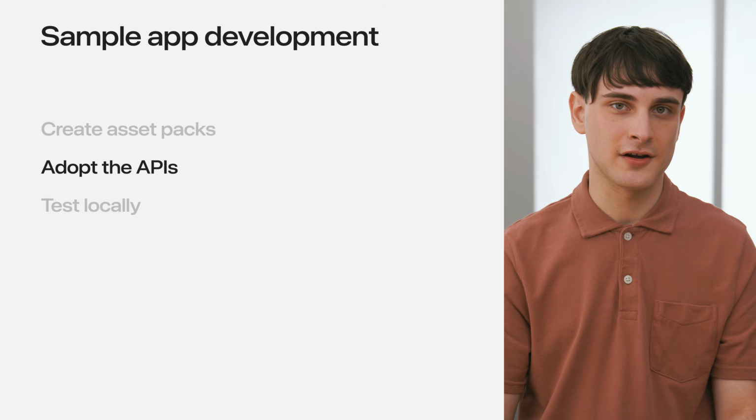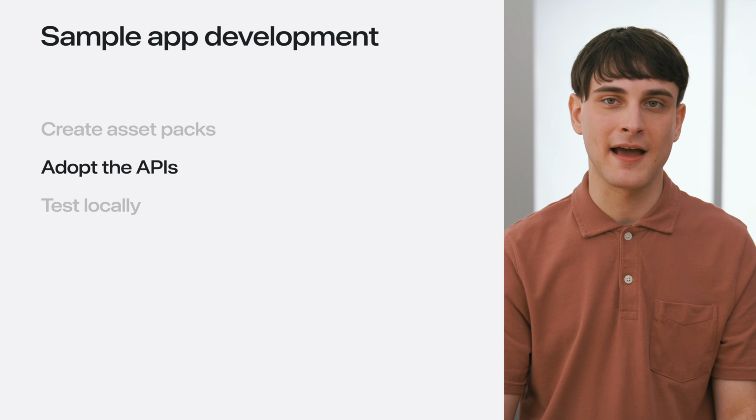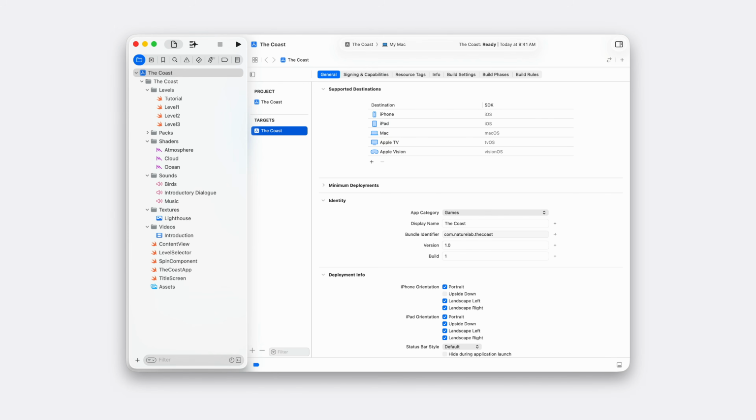With just a few lines of code, you can use the new APIs in background assets to read the files in your asset packs. We'll start by adding a downloader extension in Xcode. The downloader extension is how your app schedules asset packs to be downloaded when the main app isn't running, such as during the installation process.